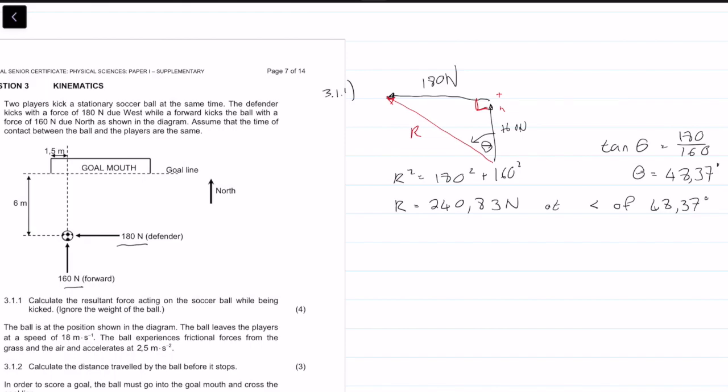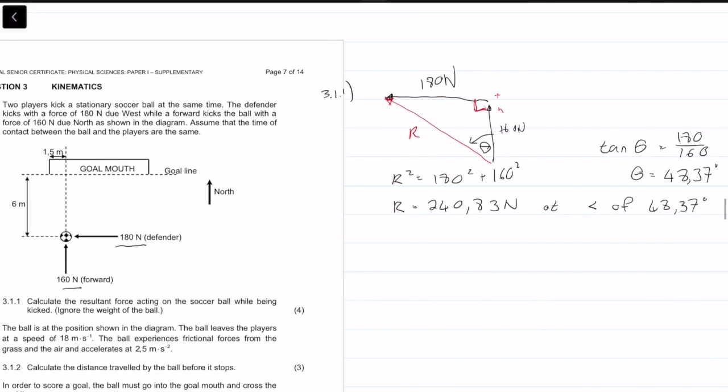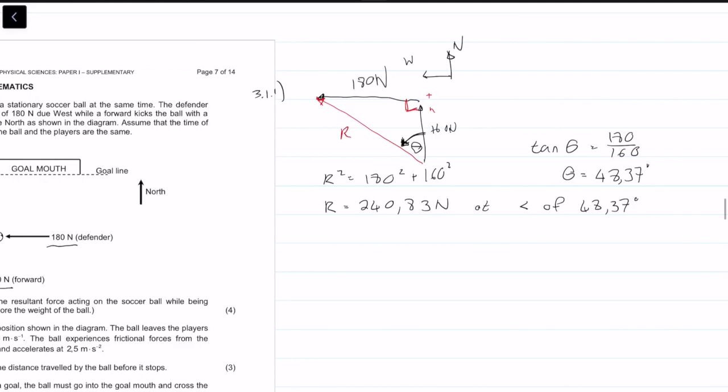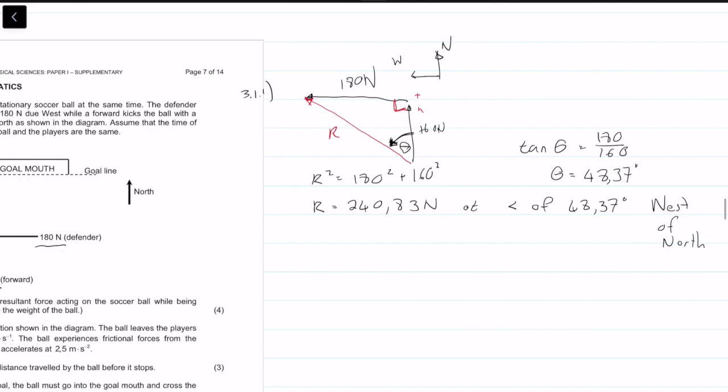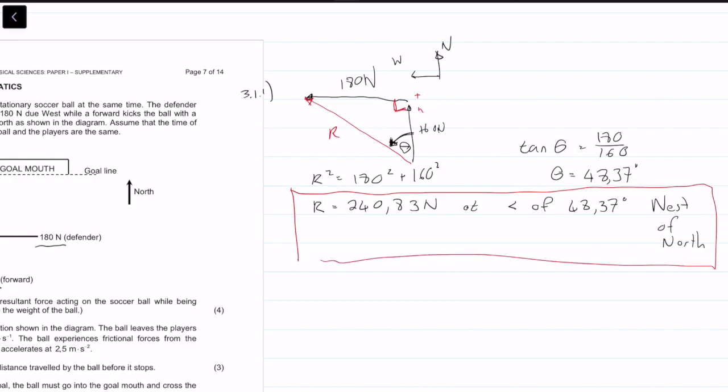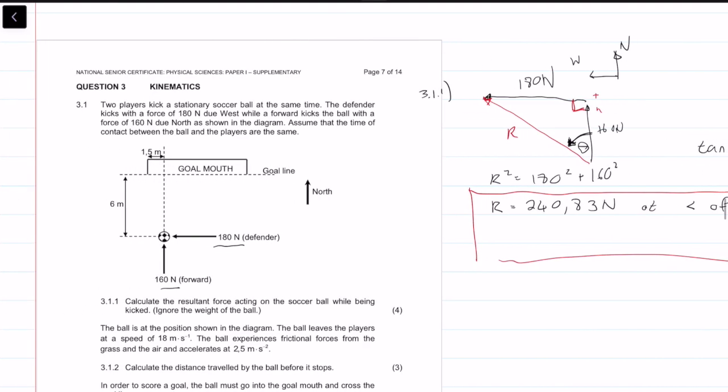So r is going to be 240.83 newtons at an angle of 48.37 degrees. We know that this direction is north, so this is going to be west, so the angle is going this way, so it's going to be west of north. Cool stuff. So that's the final answer. Let's put a box around it. This would be your final answer, which would get you your full 4 marks.